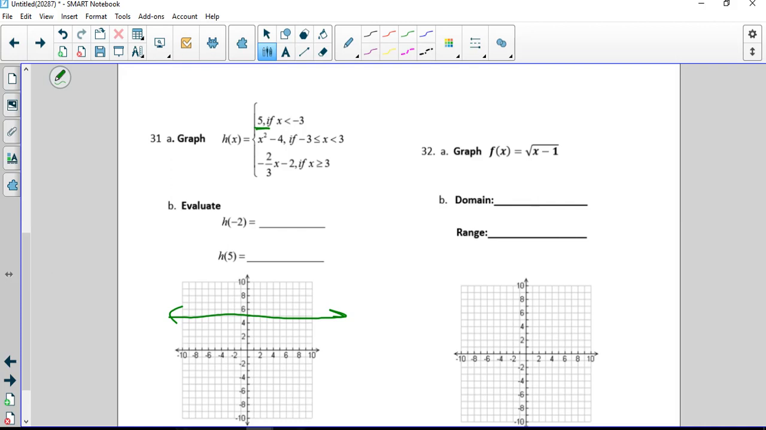X less than negative 3, which means that at the point negative 3, comma 5, I'm going to put an open dot and erase. That's one choice. That's one way to do it.